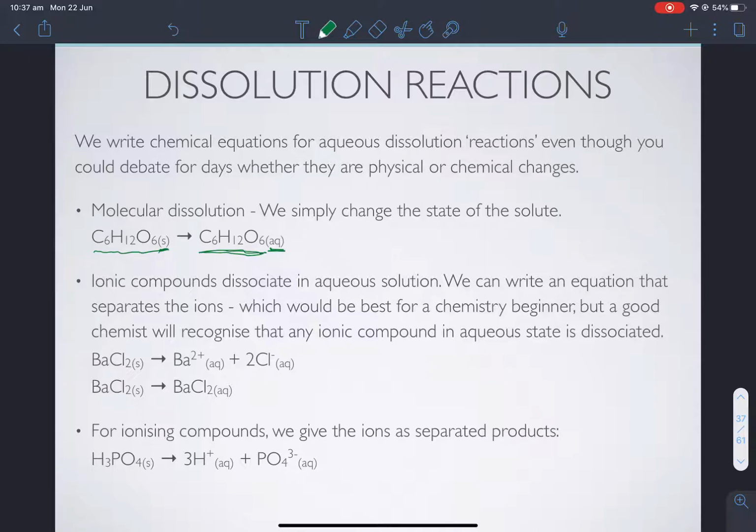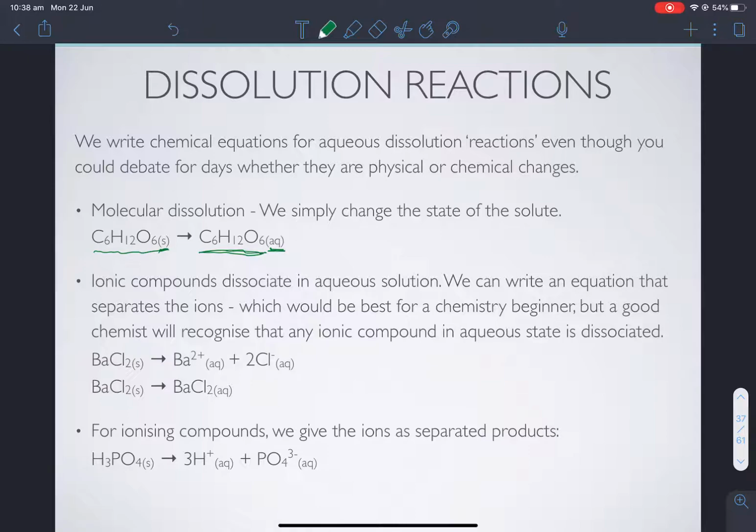So ionic compounds, remember, they dissociate in aqueous solution if they're soluble. If they are soluble, we can write an equation for it that separates the ions. And this is best for the beginner. There's another way to do it that is quite often used by chemists, but we kind of know what's going on anyway.